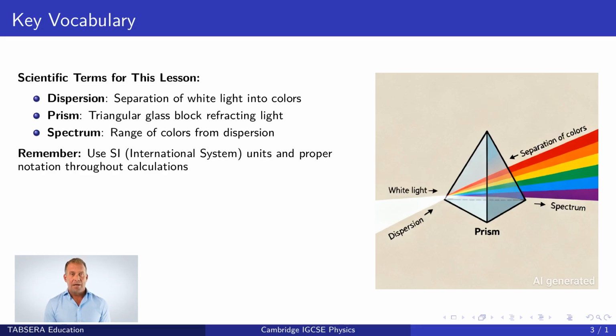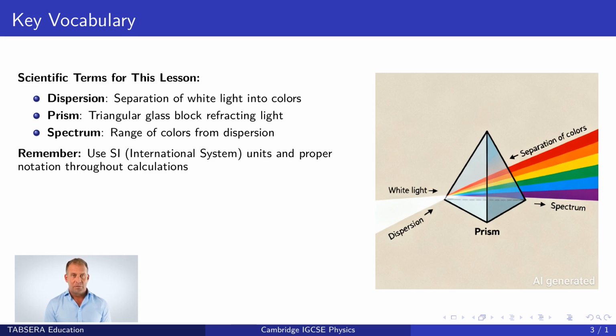Now let's define our key vocabulary. Each term is essential for understanding this lesson. First, dispersion, which means the separation of white light into its component colours when passing through a transparent medium like glass. This occurs because different colours have different wavelengths and bend by different amounts.